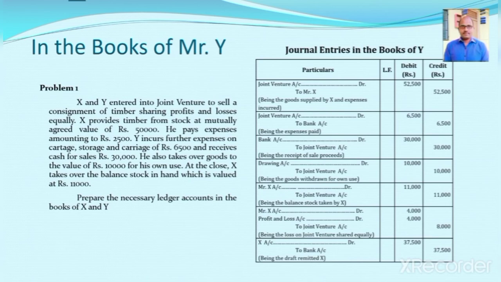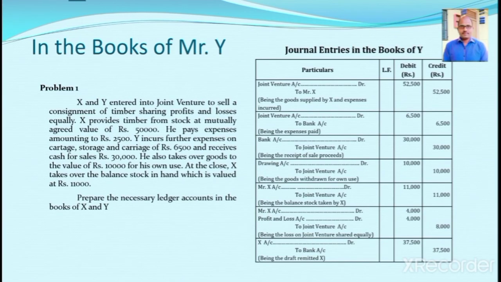Next entry is for the goods taken over by Mr. X. Mr. X account debit to joint venture account, so we are debiting 11,000 rupees. Then after closing the joint venture account, as we know already, it is 8,000 loss. That loss is again distributed among the partners equally. The last entry is Mr. X account debit to bank account. Here we are crediting the bank account because Mr. Y is paying the balance amount to Mr. X.